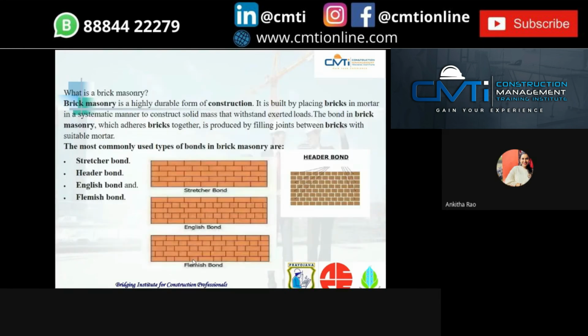And brick masonry. Brick masonry is a highly durable form of construction. It is built by placing bricks in mortar in a systematic manner to construct a solid mass that withstands exerted loads. The bond in brick masonry adheres bricks together. It is produced by filling joints between bricks with suitable mortar. The types of bonds are stretcher bond, English bond, Flemish bond, and header bond. In stretcher, this is the stretcher. See, this is the stretcher.